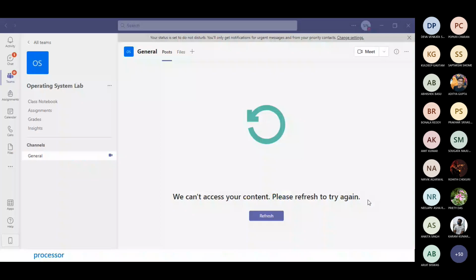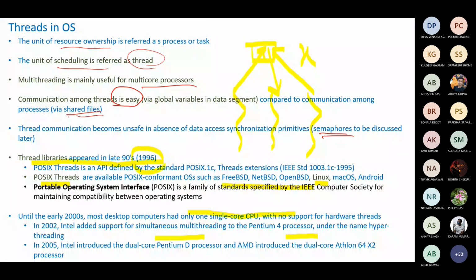Now, thread libraries. So earlier, we know that the Unix operating system, people started writing it in the 80s or mid 80s. It was almost published, publicly available, and anybody could use it. The BSD specifically.